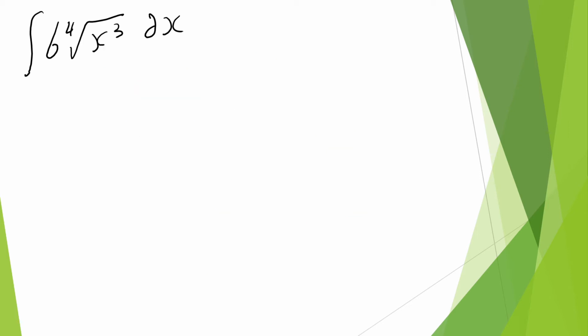Okay, we have a surd expression. We need to change it from surd format into index format first, and then we integrate. So we need to prepare our expression for integration first. That's 6x to the power of 3 over 4 dx. Then we integrate normally.